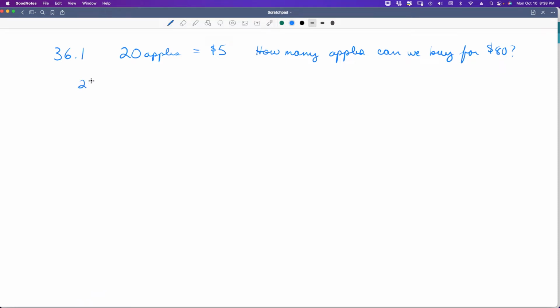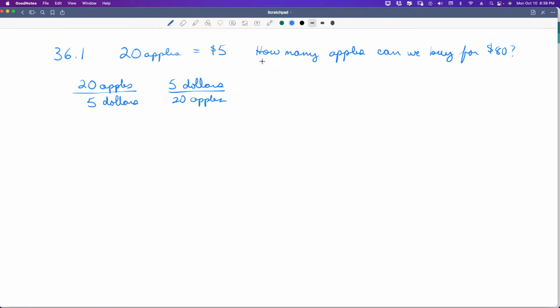So we have 20 apples to $5, right? But the other ratio is $5 to 20 apples. Those are our two ratios, right? We can use this one or we can use this one, depending on what we are looking for.